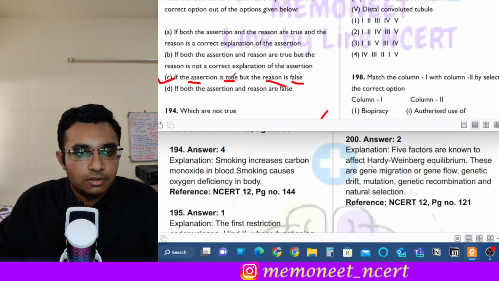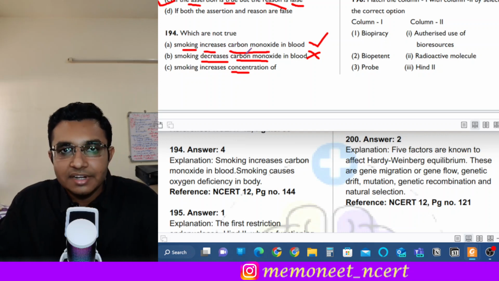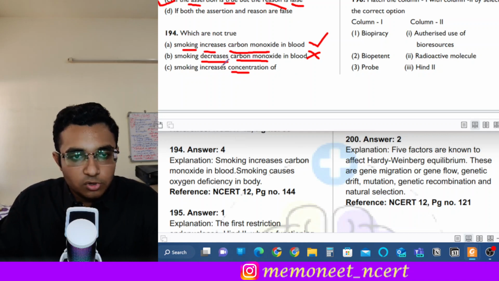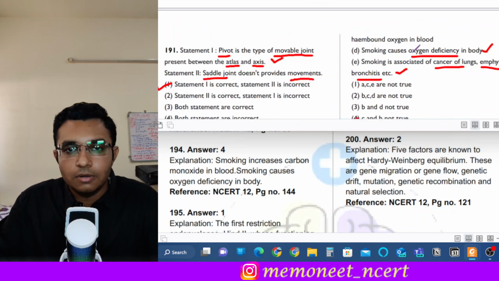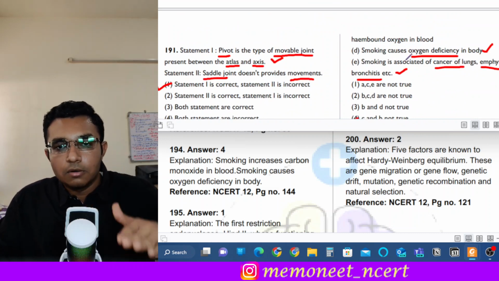Okay, because smoking does not decrease the carbon monoxide, it increases the carbon monoxide, and smoking decreases the concentration of heme bound oxygen in the blood. Okay, if carbon monoxide is increased, then the heme bound oxygen will decrease.